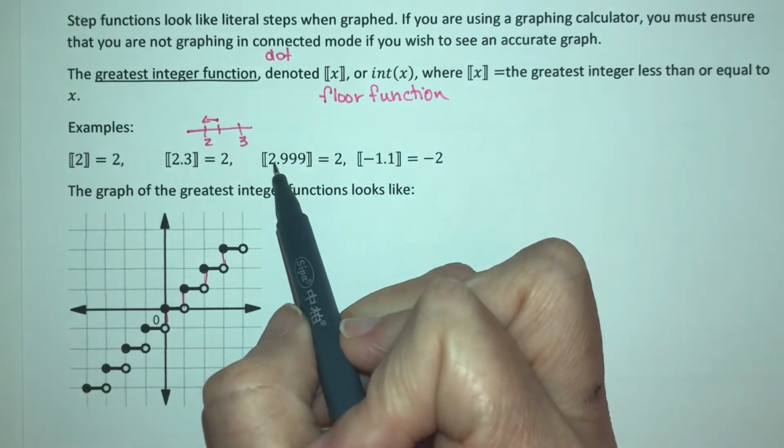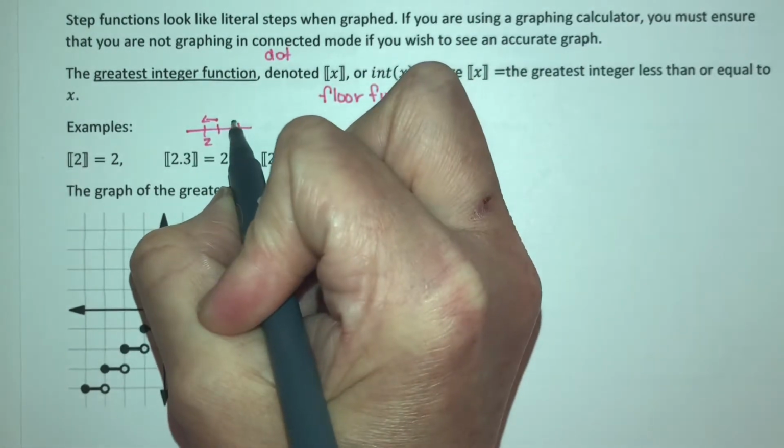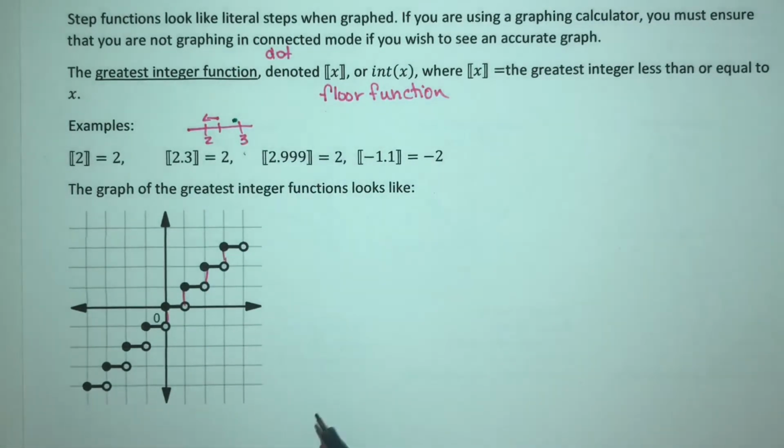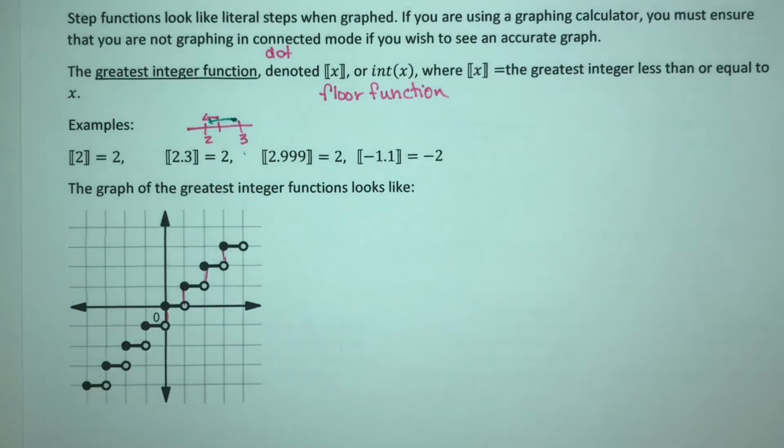If I want to find the greatest integer of 2.99999, that is right here. Even though it's awfully close to 3, I still always go down, and my answer is the first integer I hit, which is 2.